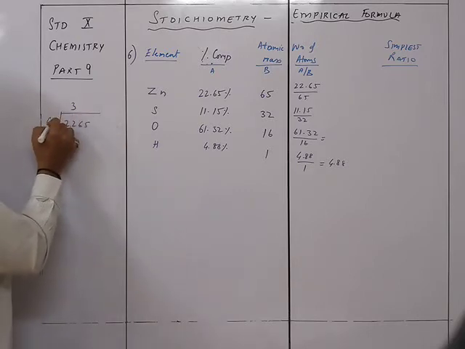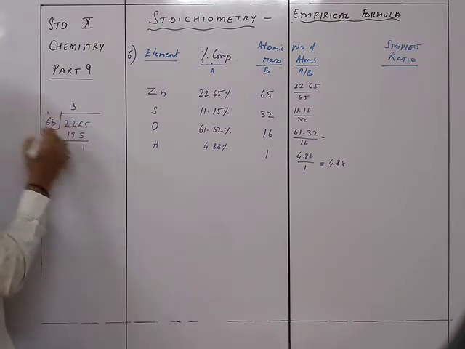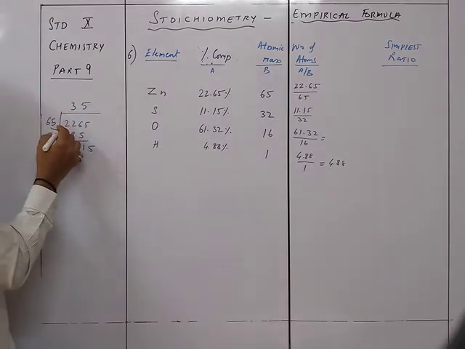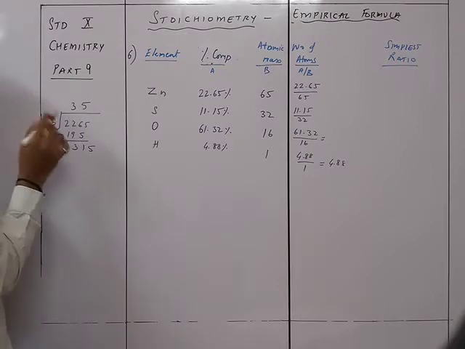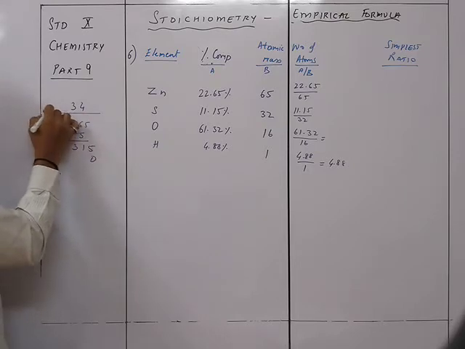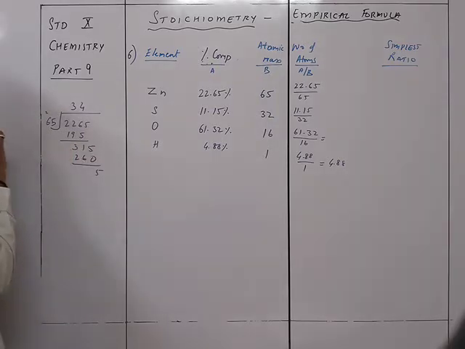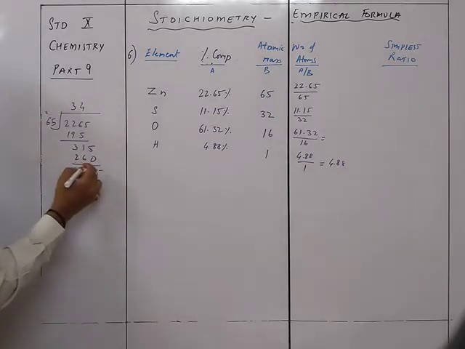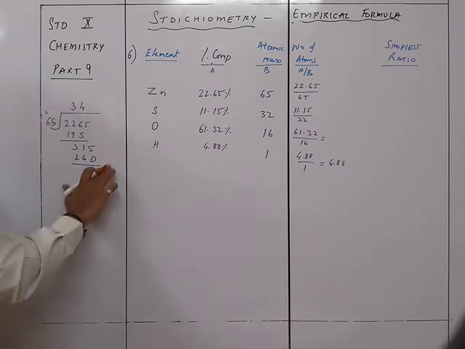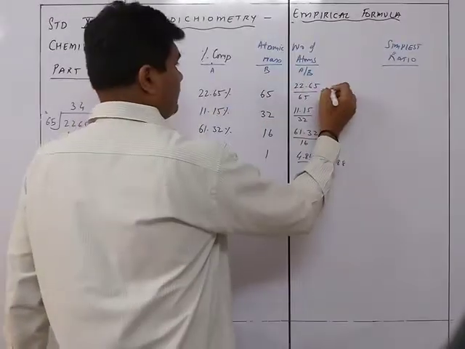So 65 into 3 is 195, and then it will be 315, then 325 will not work, so it will be 34. So 5 twos are 10 and 260, and this will be 550. I think this is sufficient because we have already divided by 100. So 34 divided by 100 will be 0.34.